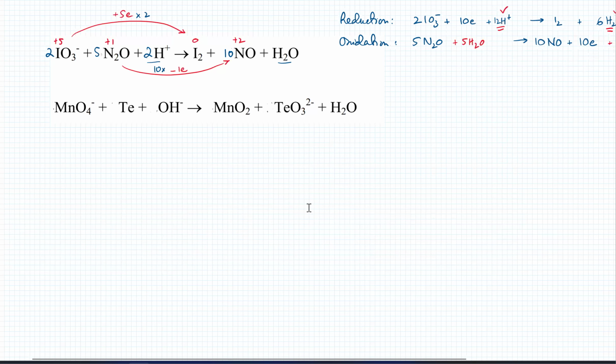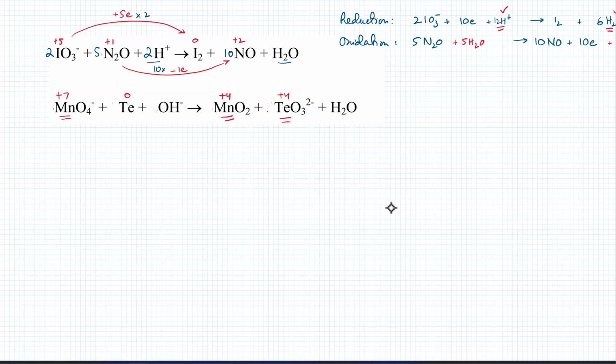So what's the oxidation state of Mn over here? It's +7. MnO4 minus 1, that's +7. And in MnO2, what is the oxidation state of Mn? It's +4. Te over here is definitely 0. TeO3 2 minus, what is the oxidation state? Also +4.